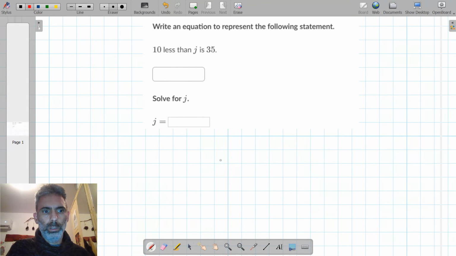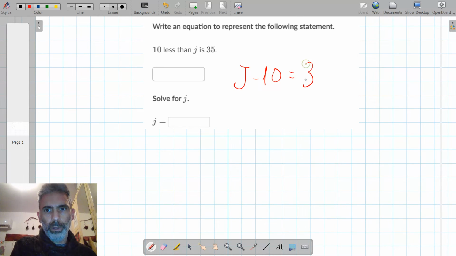Write an equation to represent the following statement. 10 less than j is 35. Okay, so 10 less than j, it means that we start with j and then we subtract 10. So now we have an expression that means 10 less than j. And that is equal to 35. So that is the equation.